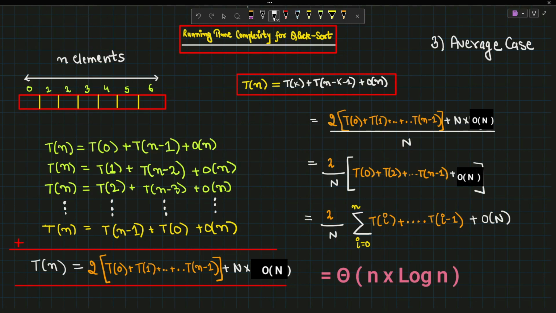In this way, the calculation is made for finding the running time complexities for the quicksort algorithm.